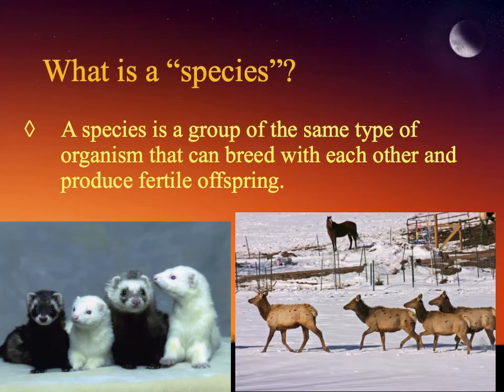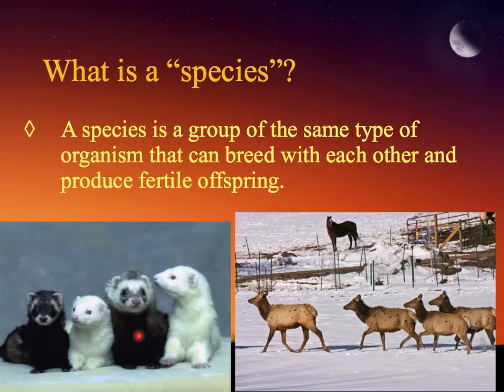So quick review, what is a species? A species is a group of the same type of organism that can breed with each other and produce fertile offspring, okay? So we have these really cute ferrets right here. These two breed together. They're this same species here, and they get their little offspring. One looks like mom or dad, and the other one looks like mom or dad. I'm not sure which is which there.